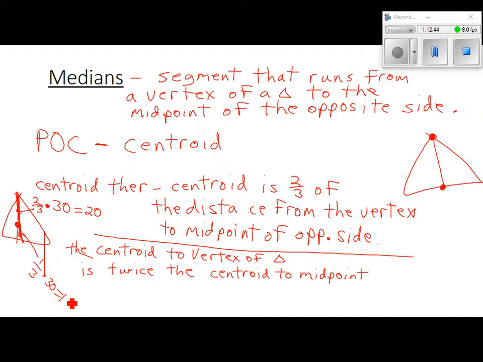What if I told you that this part right here, from this corner to the centroid, was 50? How long is this part from here to there going to be? 25. It's going to be half of that, right? So you've got to know which way you're going.